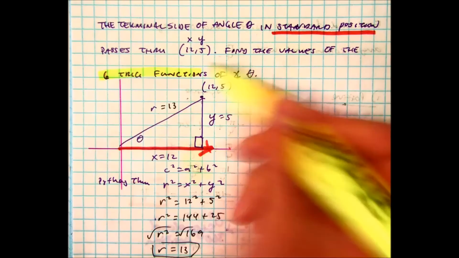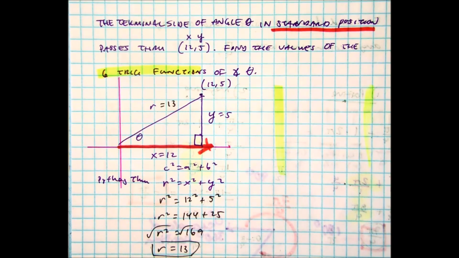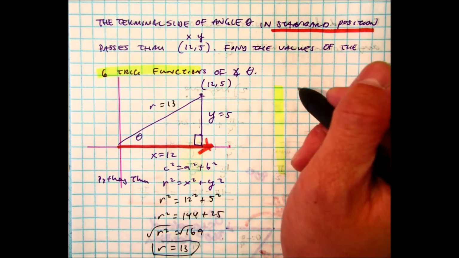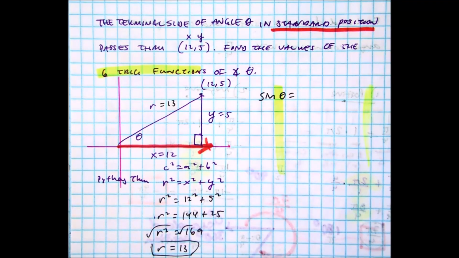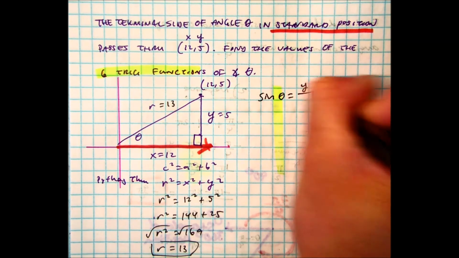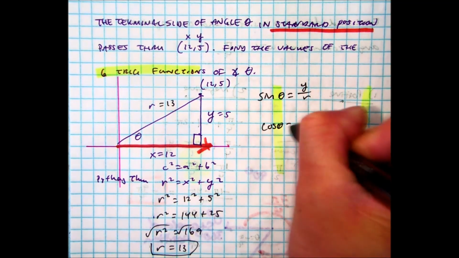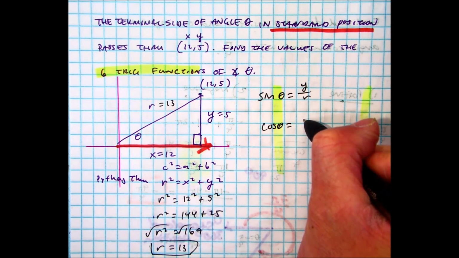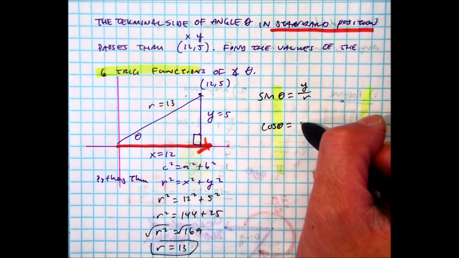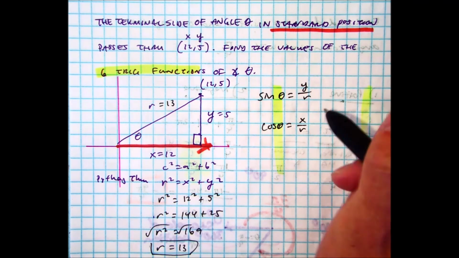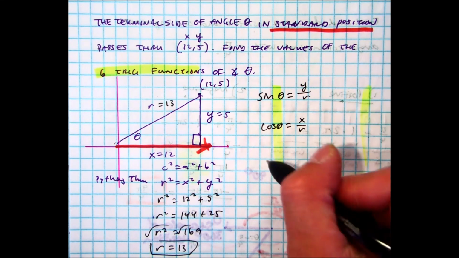Now I need the 6 trig functions. Boys, tell me one of those. Sine of theta. Which 2 letters? x, y, and r? y and r. Girls, give me one. Cosine. Girls, cosine is? Okay, those are the sides, but I want you to use the letters. x over r. So you can still use adjacent over the hypotenuse. Girls, give me another one. Tangent.